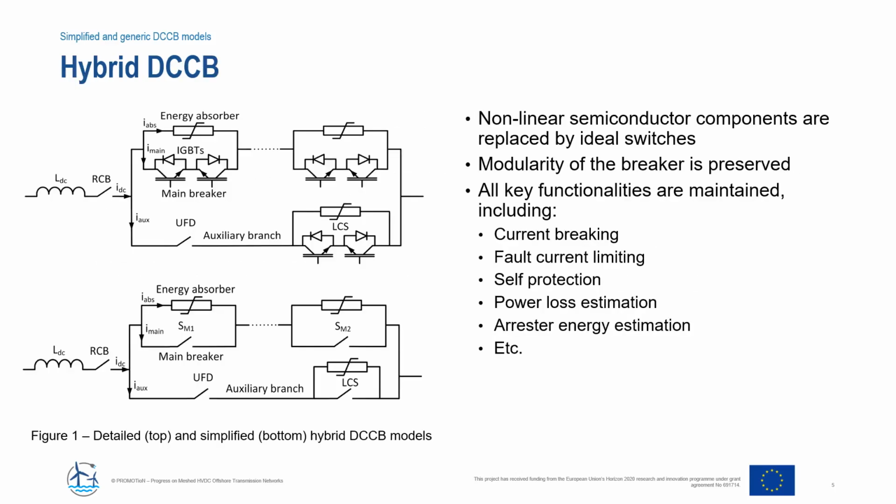To counteract the problems described, we developed simplified DC circuit breaker models for 3 DC circuit breaker topologies. The first topology is the hybrid topology shown on this slide. Compared with the fully detailed model, the simplified model replaces nonlinear semiconductor switches with ideal switches. Solving nonlinear circuits in electromagnetic transient simulation software requires a considerably higher number of calculations compared to linear circuits, so this change greatly reduces the complexity of the model.